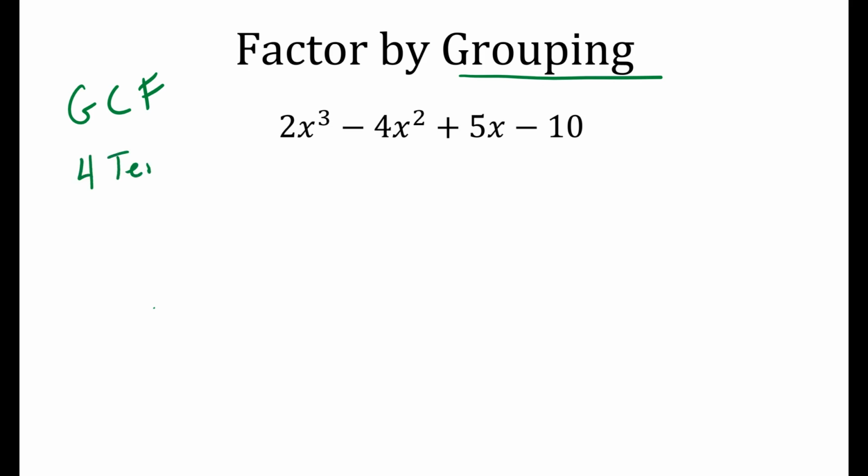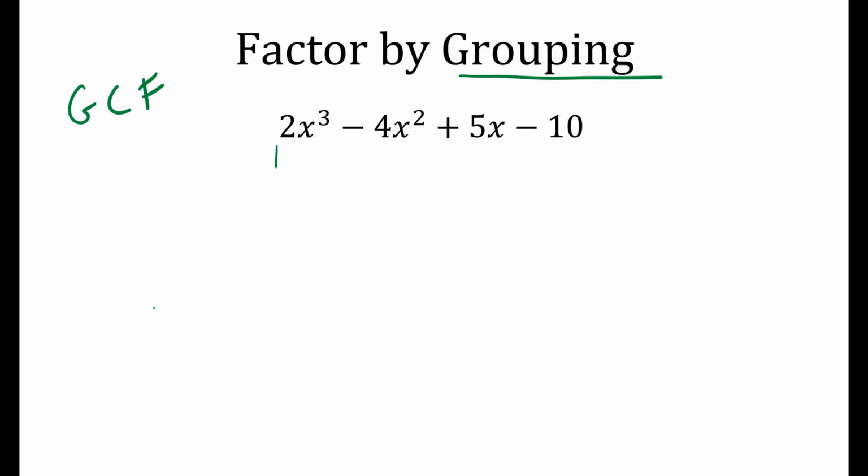I look to see if I have either 4 terms or 6 terms. Because if I have 3 terms, I could probably use the AC method, or if I have 2 terms, it's probably going to be difference of 2 squares, or maybe a sum or difference of cubes. So let's say I've got this polynomial right here.